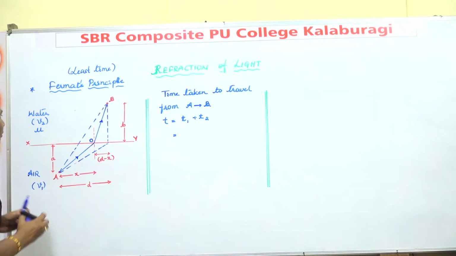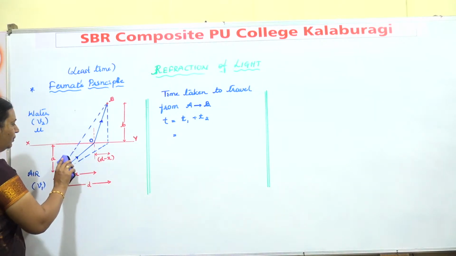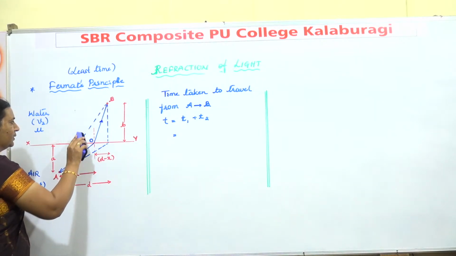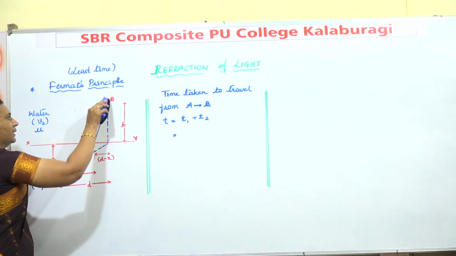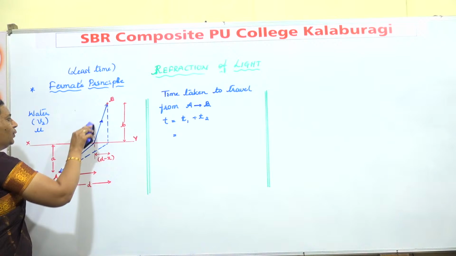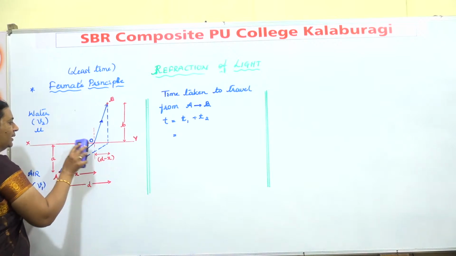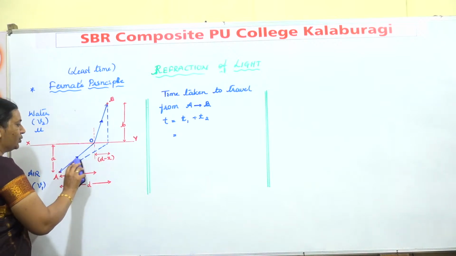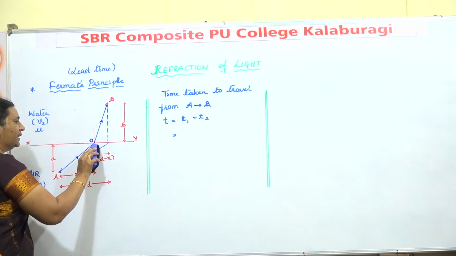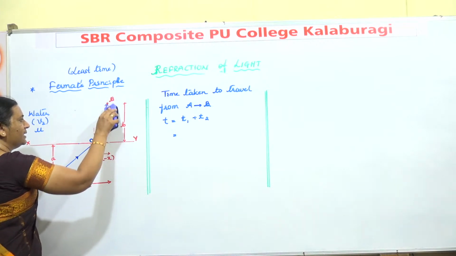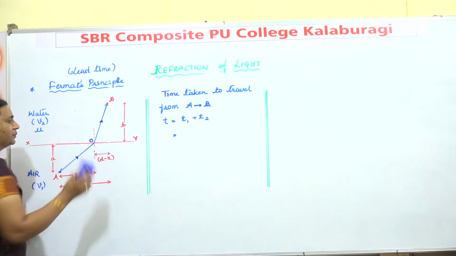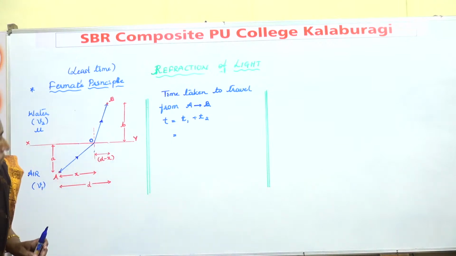For that I am going to remove the other 2 paths. So this we are not discussing. We are going to prove directly that the AOB path becomes the, not the shortest path, the shortest time path. Least time.